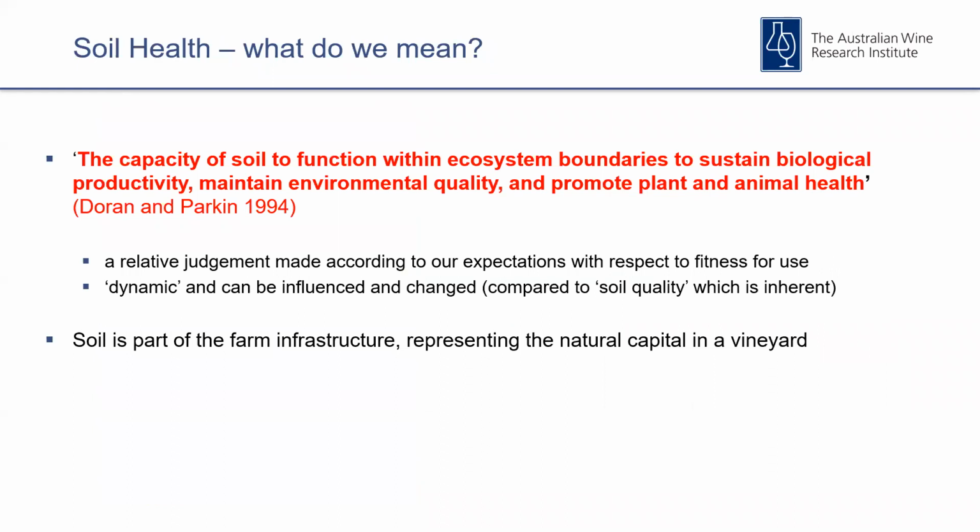So when we talk about soil health, what do we mean? The commonly used definition at the moment is that soil health relates to the capacity of a soil to function within ecosystem boundaries to sustain biological productivity, maintain environmental quality, and promote plant and animal health. Drilling down a little further, it's a relative judgment made according to our expectations with respect to fitness for use. Dynamic properties can be influenced and changed, compared to soil quality, which is inherent. So it's really important to understand both those inherent and dynamic properties of soil, and understand that soil is part of the farm infrastructure, representing the natural capital that we see in a vineyard.